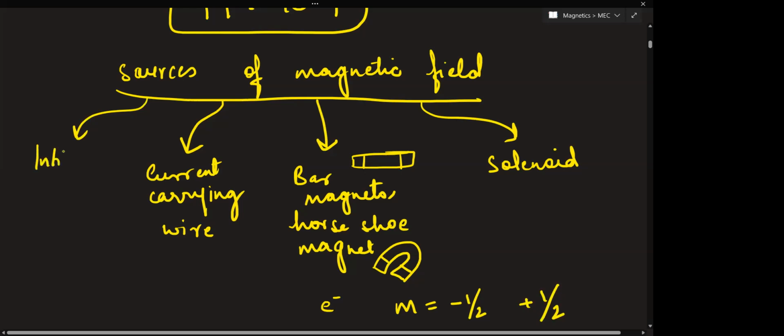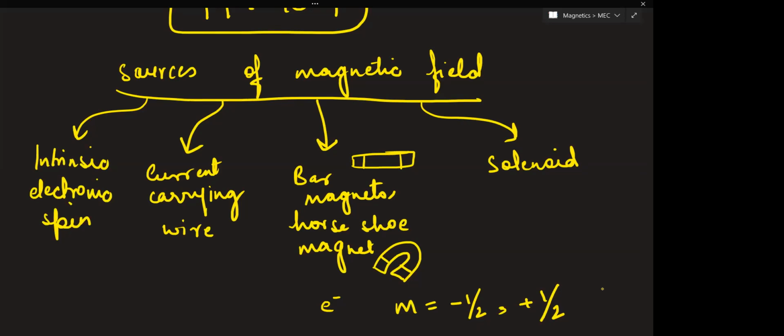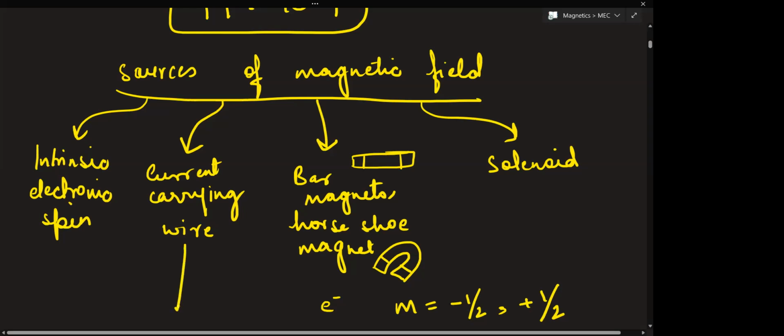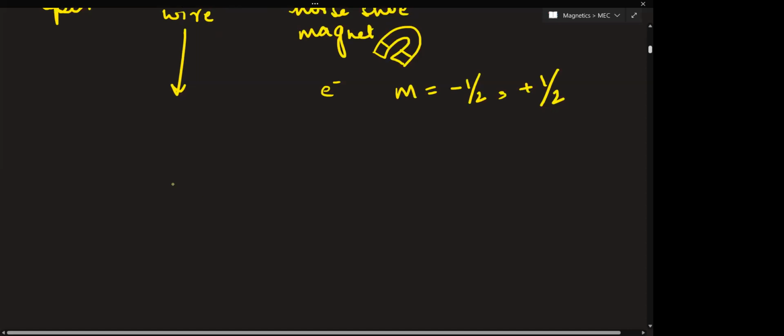We call it the intrinsic electronic spin. That is also a source of magnetic field. That's why we write it as either minus half or plus half. One spin does exist in an electron. All right, so these are the sources of magnetic field. For a current carrying wire, let me just tell you in brief, then you people can note down everything.